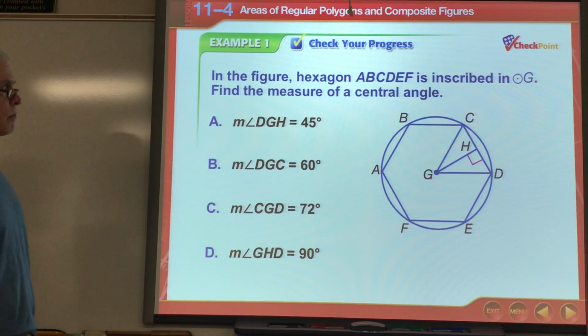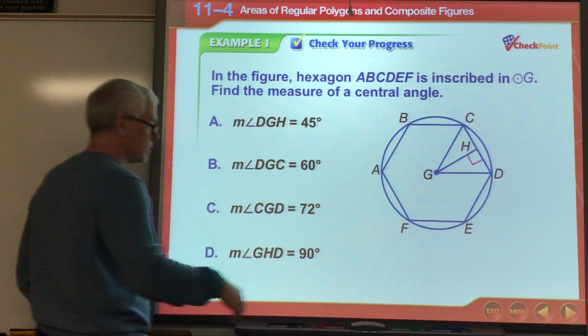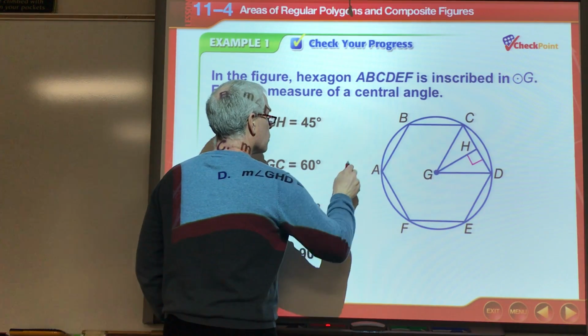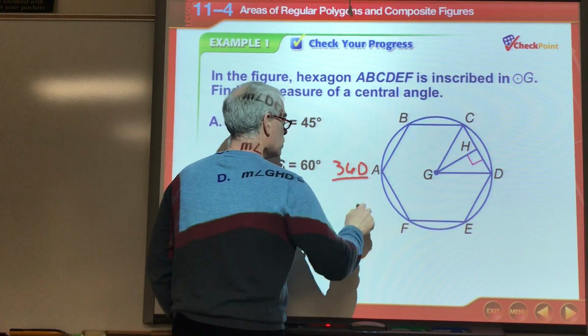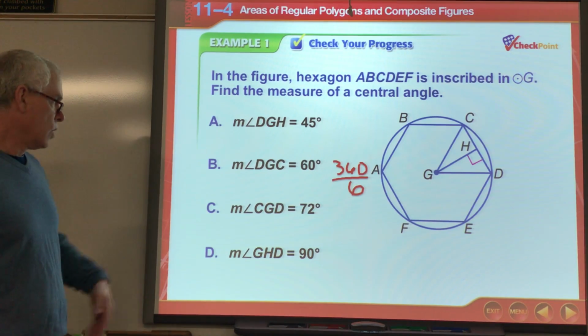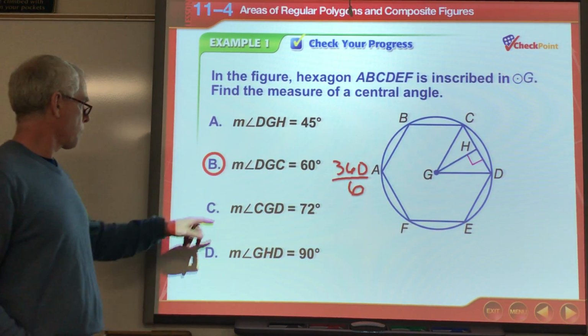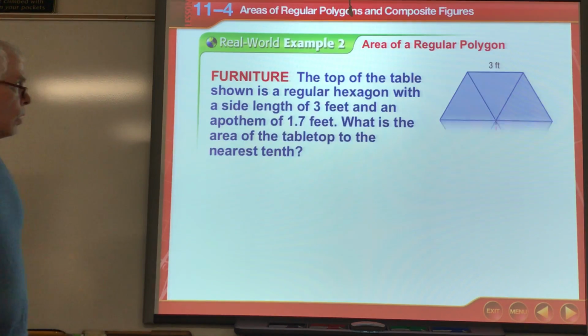So why don't you guys give this one a shot? Similar situation, this time you've got a hexagon. Find the measure of the central angle. Okay? So there are 6 equal triangles this time. So if I take 360 divided by 6, because we're dealing with a hexagon, you would end up with the measure of your central angle, which is going to be 60 degrees, or B. Okay? All right.